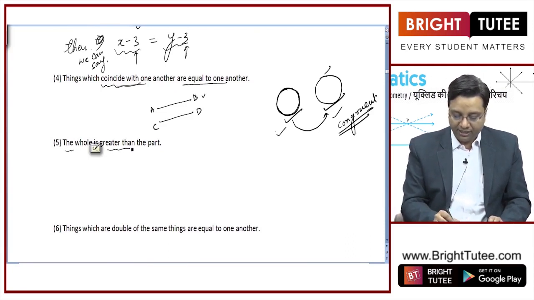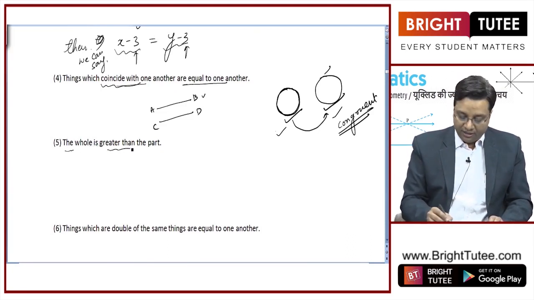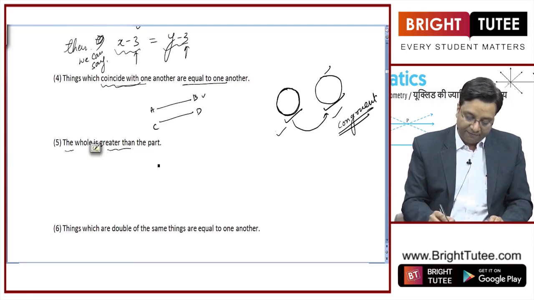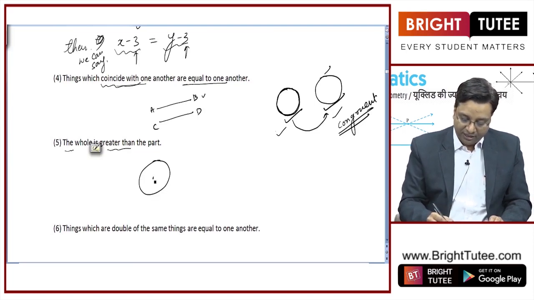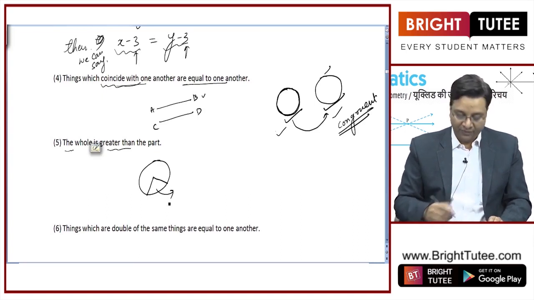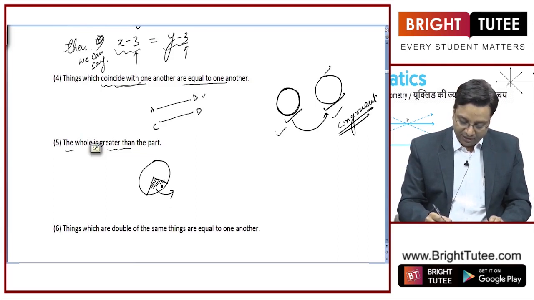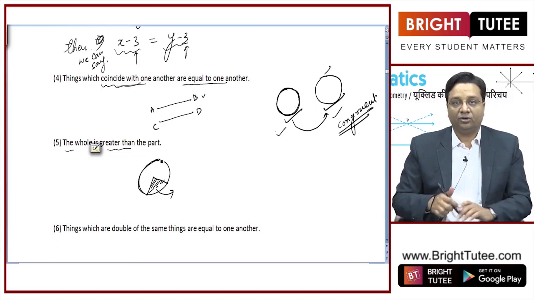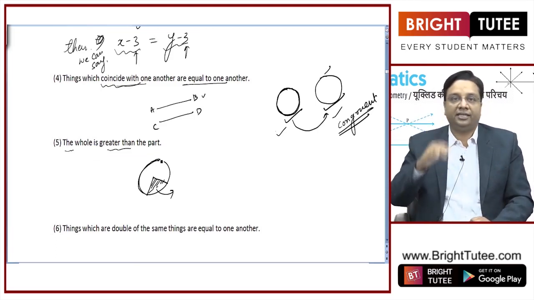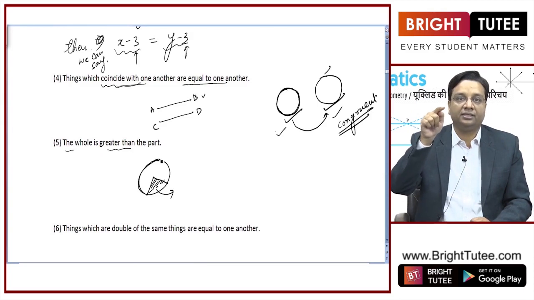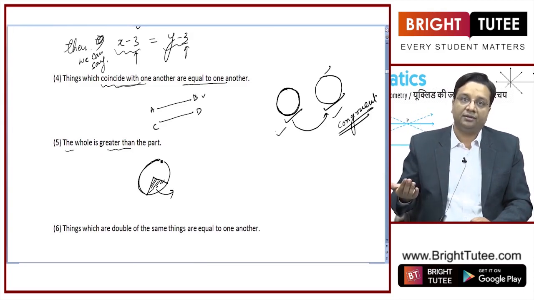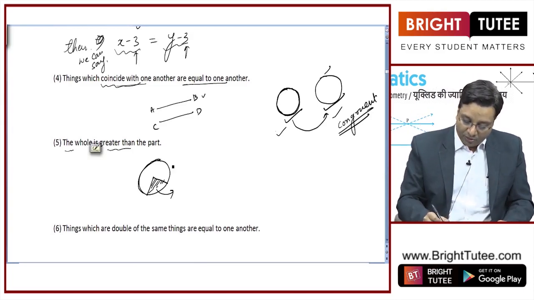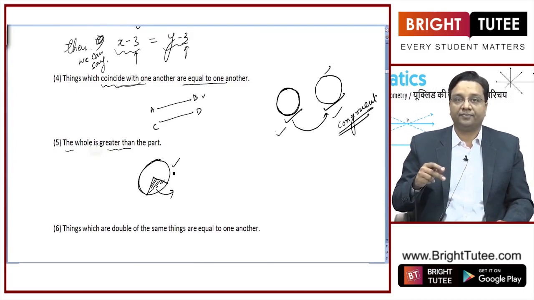The whole is greater than the part. It is pretty obvious. Let us say we have got a circle, and you divide the circle into sectors. Let us say this is my minor sector. Now, this sector is smaller than the complete circle, or we can say the circle is greater than the sector in terms of area. So, whole is greater than its part.